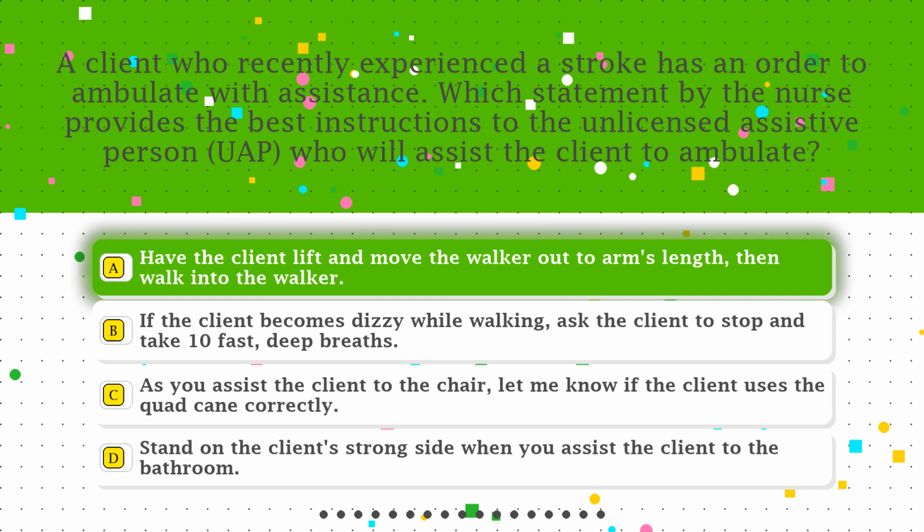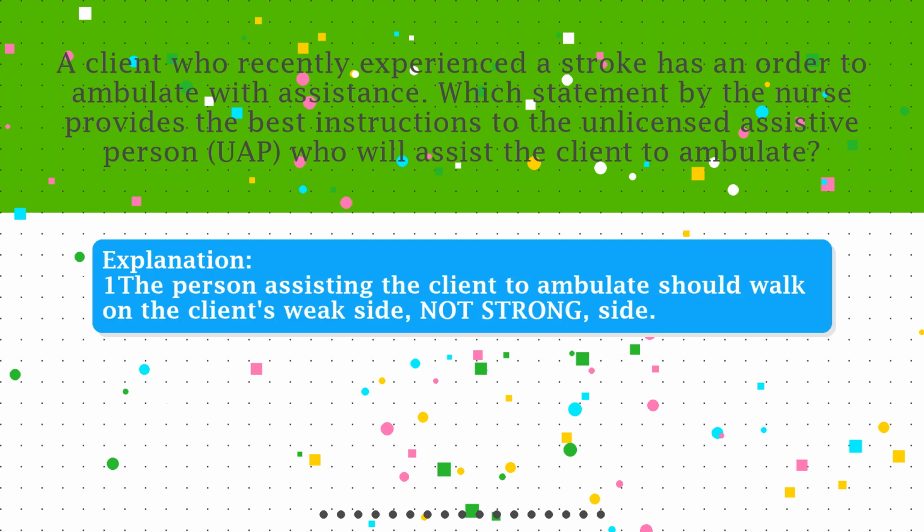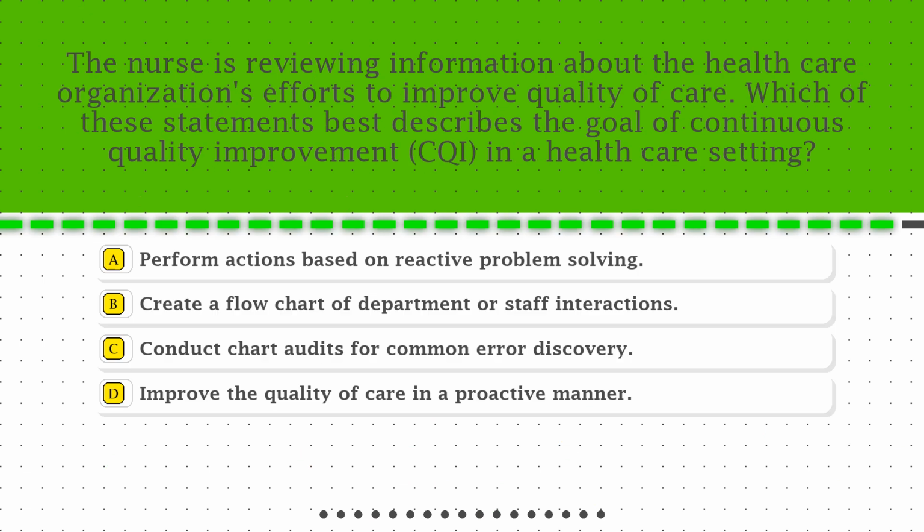The correct answer is option A. Have the client lift and move the walker out to arm's length, then walk into the walker. The person assisting the client to ambulate should walk on the client's weak side, not strong side. Question 12. The nurse is reviewing information about the healthcare organization's efforts to improve quality of care. Which of these statements best describes the goal of continuous quality improvement, CQI, in a healthcare setting?